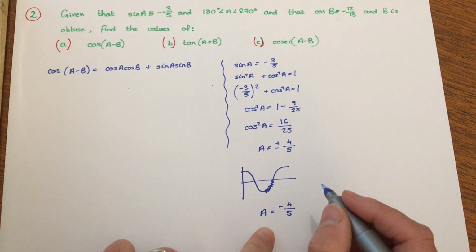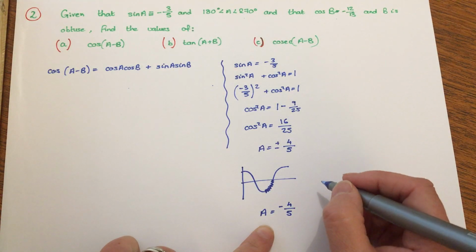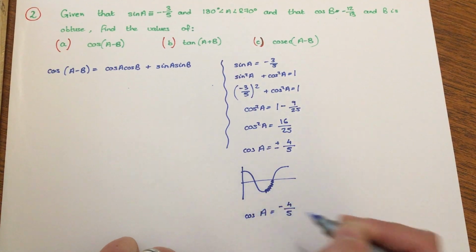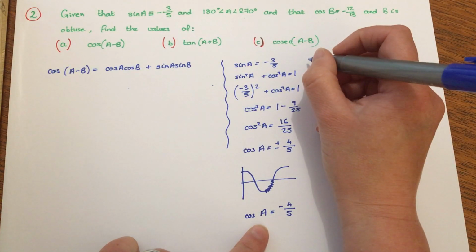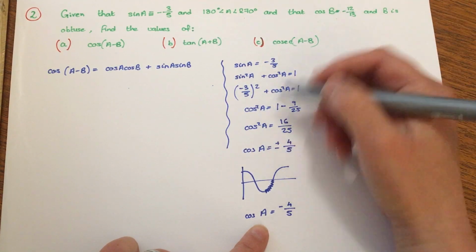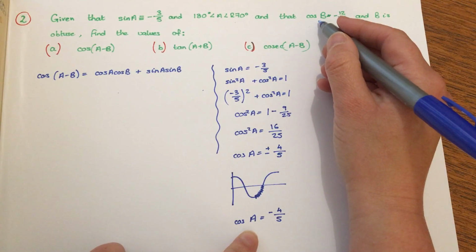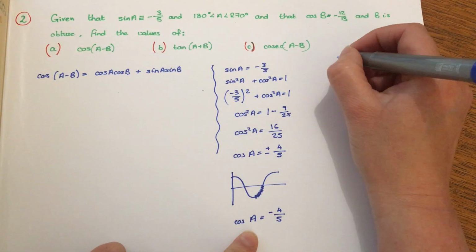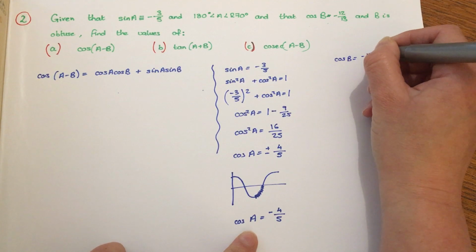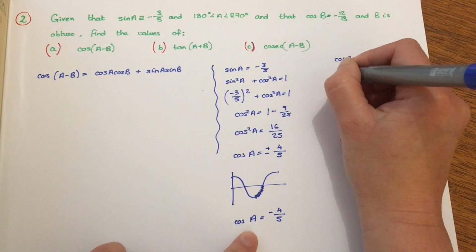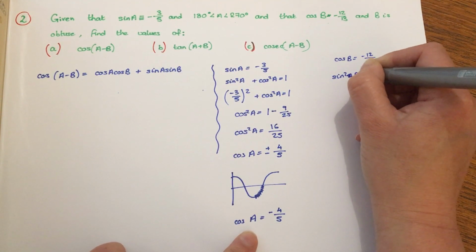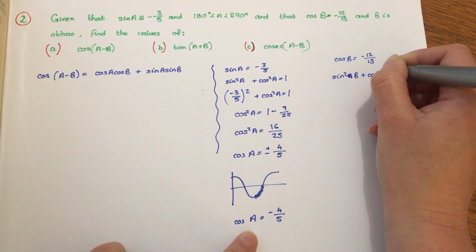Yeah. Then, sorry, cos A is minus 4/5. Right, then if I do the same, so hang on, I've worked out sine A. So now I've worked out cos A, I need to go back and work out sine B. So if I know that cos B is minus 12/13, I know that sine squared B plus cos squared B is 1.